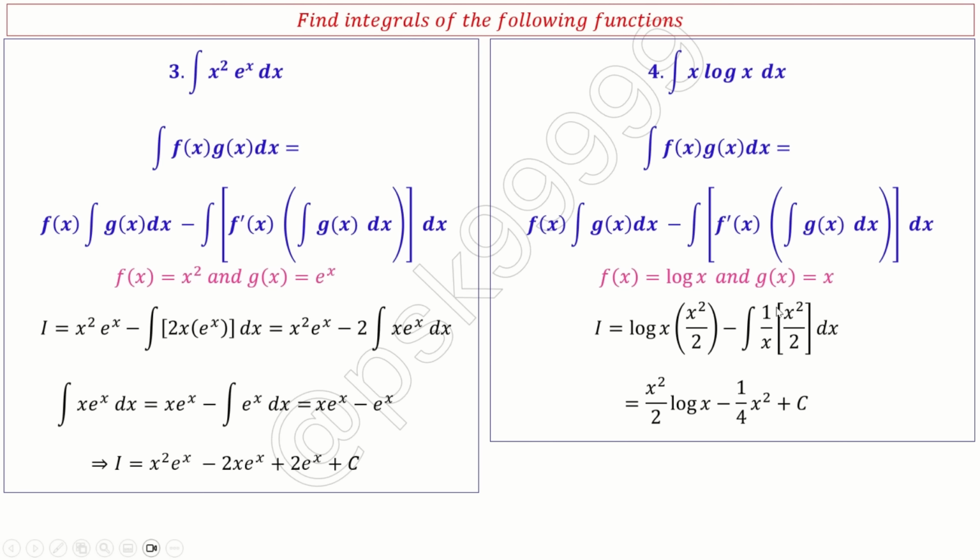So integration of 1 by x into x square by 2 is nothing but integration of x by 2. Okay, so what I'll get finally is x square by 2 log x minus 1 by 4 x square plus constant. This is the answer. Just a substitution into this formula, nothing much I have done.